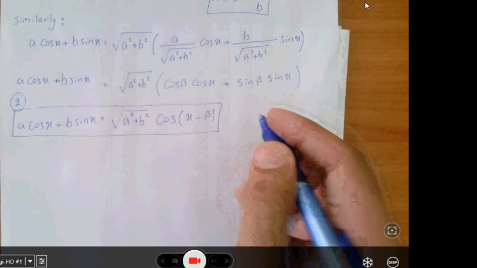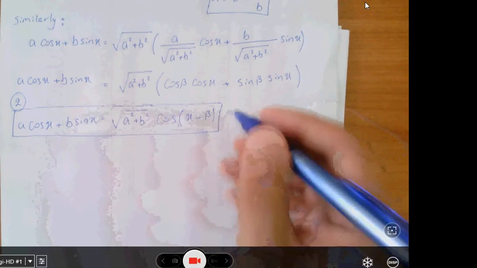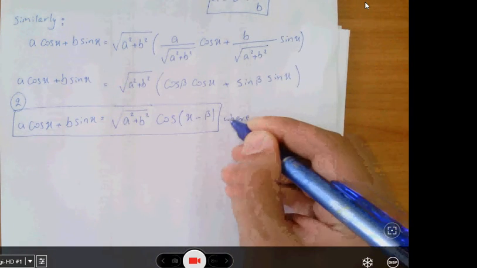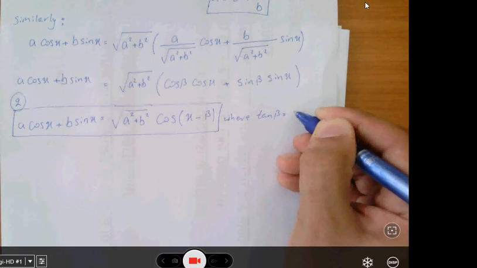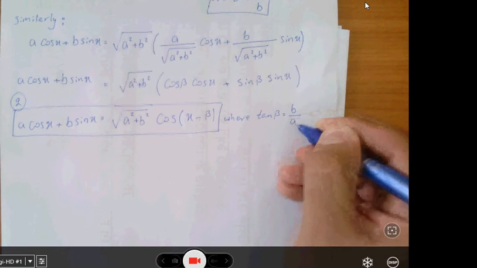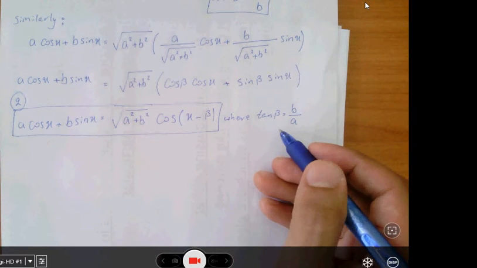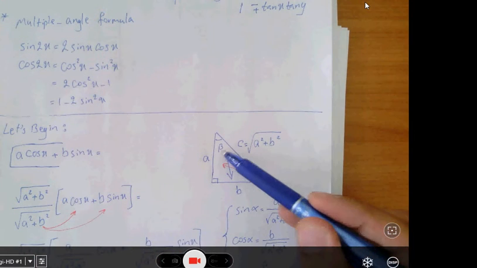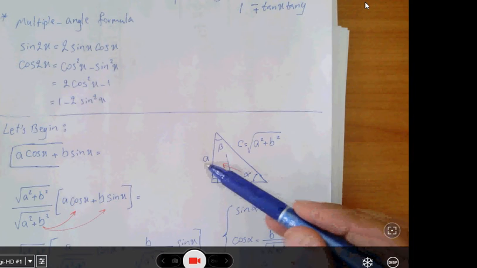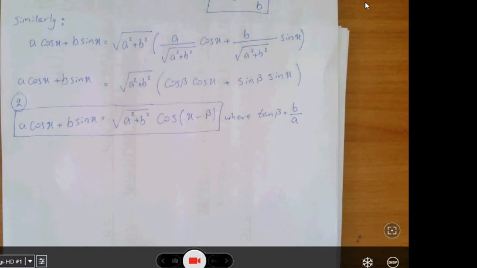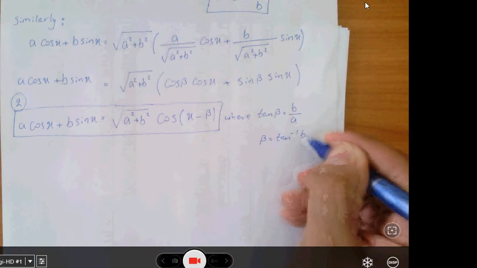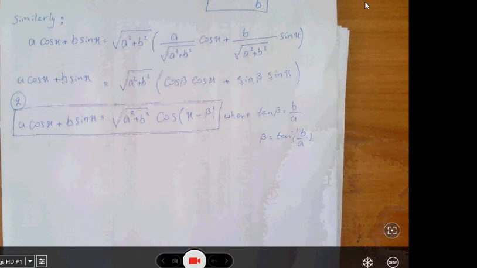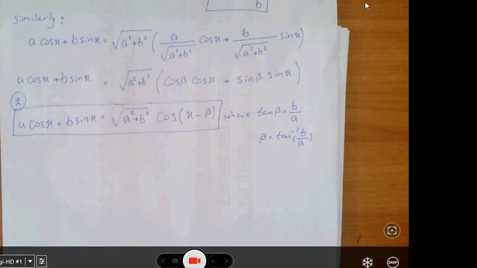Well, with this one, I can say where tangent of beta equals B over A, right? Because tangent is opposite over adjacent, which is, look, for beta, opposite over adjacent, so it's B over A. And if I wanted to find beta, it's simple because I can go tan inverse of B over A. Done. Good? Cool. Let's do an example.